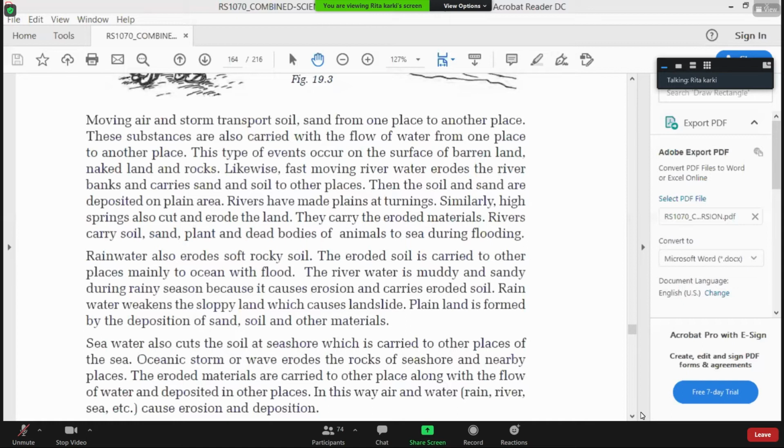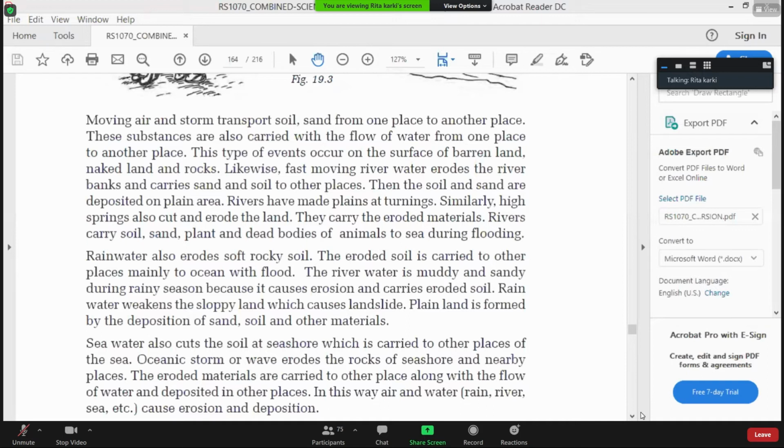When the wind is very strong, or there is a storm, the wind can easily carry soil that can be suspended, because it is very loose in nature. It can be easily transported from one place to another, especially the soil from barren lands and naked hills.